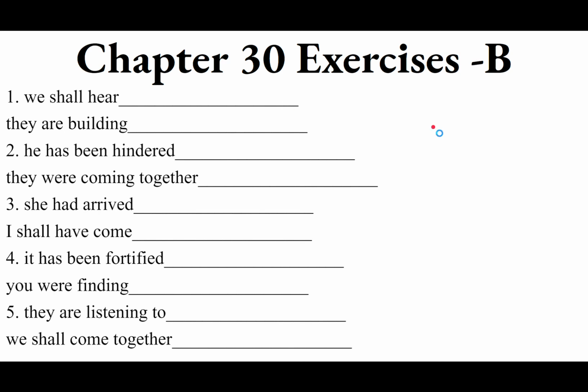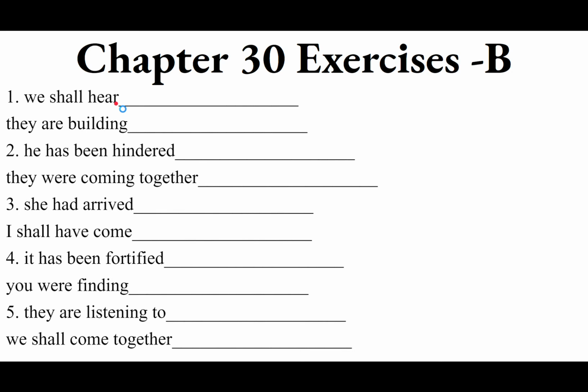Salvete omnes. This is exercise B of chapter 30. Our instructions say to translate the following English verb phrases into Latin. So we will start with number 1. Prima, the first one. We shall hear.